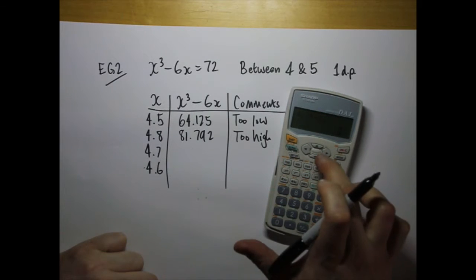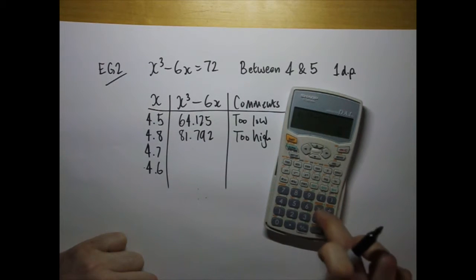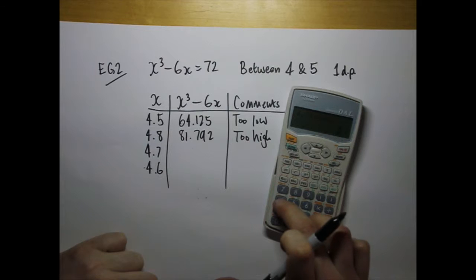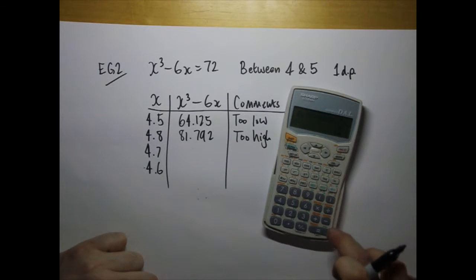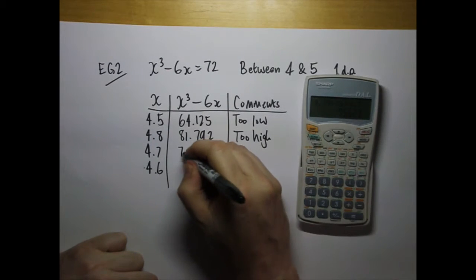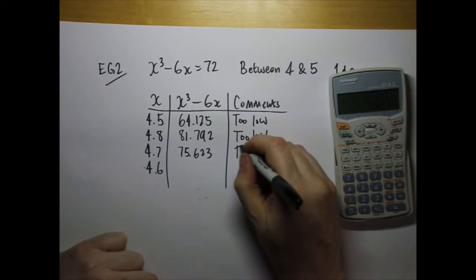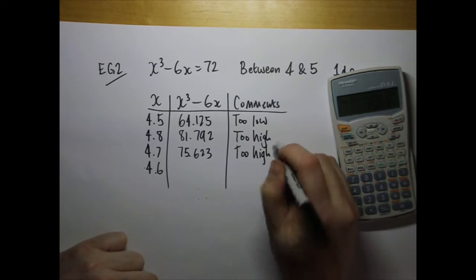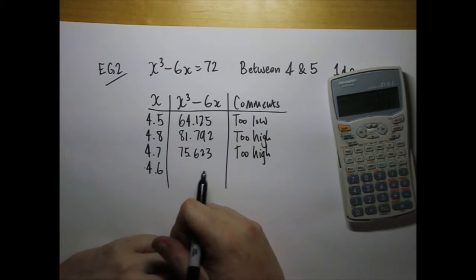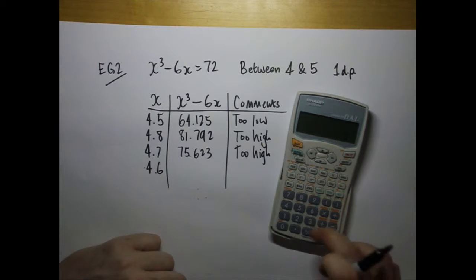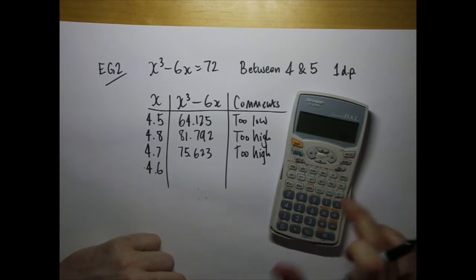4.7 cubed minus 6 times 4.7 gives us 75.623, so a little bit too high still. A little bit too high. And then, yeah, we'll try 4.6.